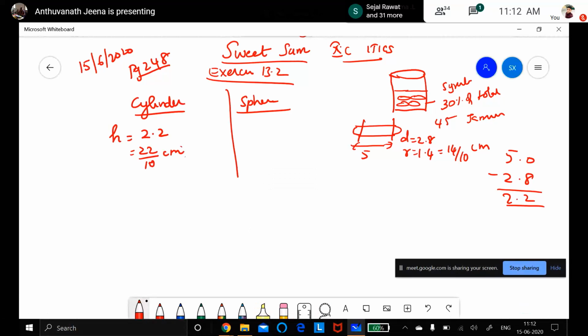Correct. Good. So height is 22 by 10 centimeter and radius is 14 by 10 centimeter. For the sphere, only the radius is enough, that is 14 by 10. Okay, now come to the question.